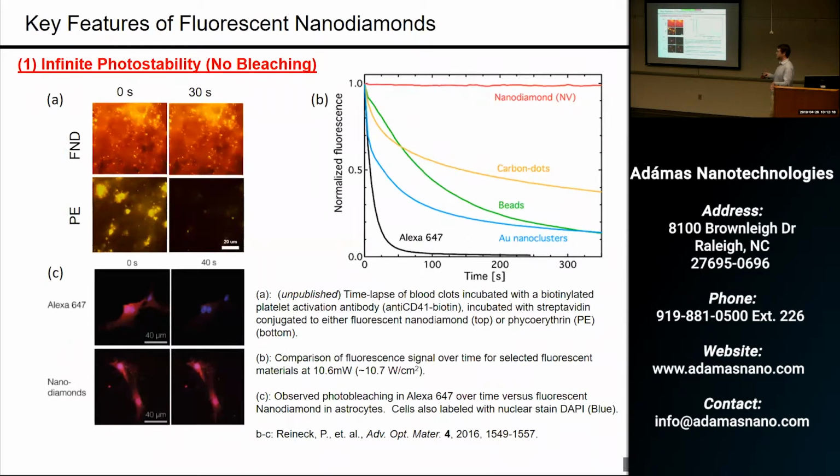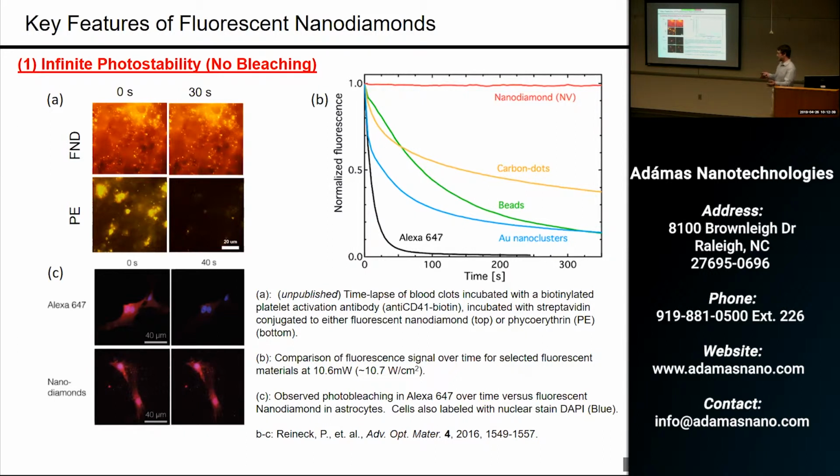So the key features of diamond, and perhaps one of the most important features of the fluorescence of diamond color centers, is their infinite photostability. And I showed two examples here. This example was demonstrated by Reineck and coworkers in 2016. So this was our group recently.